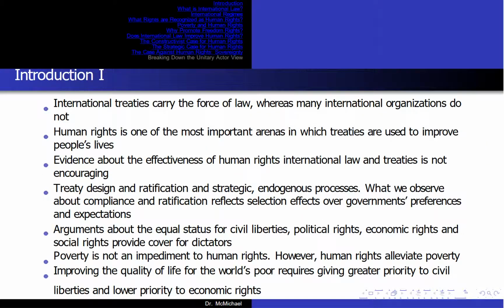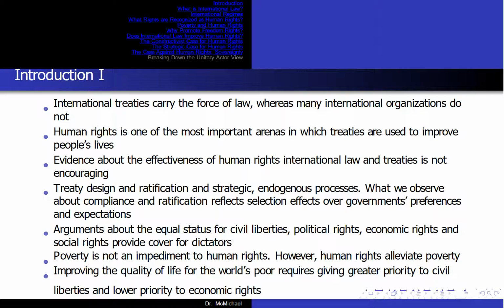International treaties carry the force of law, whereas many organizations do not. Human rights is one of the most important arenas in which treaties are used to improve people's lives. Evidence about the effectiveness of human rights and international law and treaties is not encouraging. Treaty design and ratification are strategic, endogenous processes. What we observe about compliance and ratification reflects selection effects over governments' preferences and expectations.